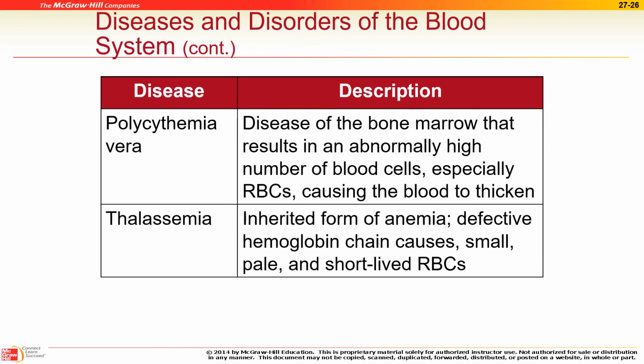Polycythemia. Here's an example where you have high amounts of red blood cells produced, whereas thalassemia is imperfect hemoglobin, so you have short-lived red blood cells.